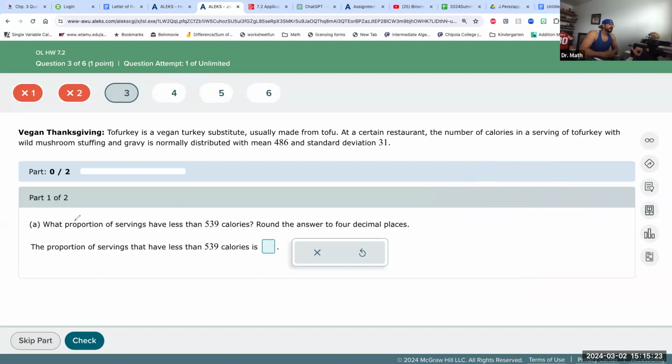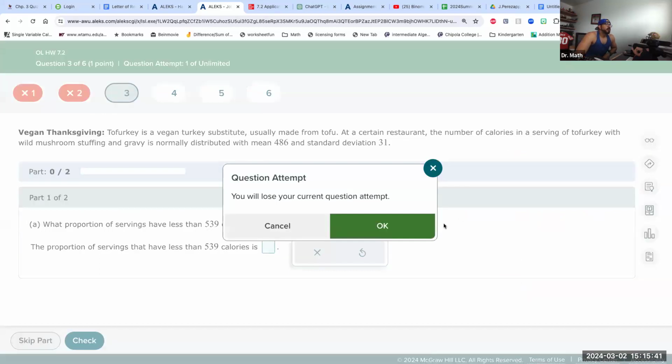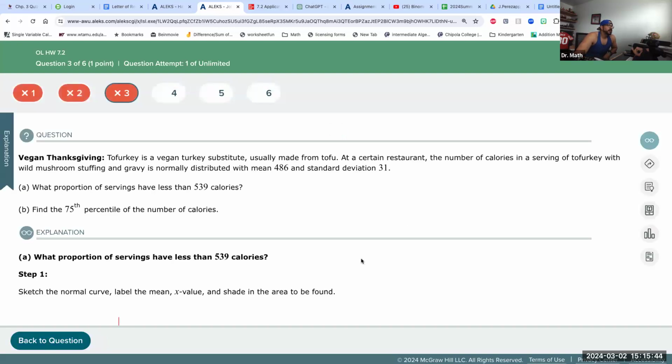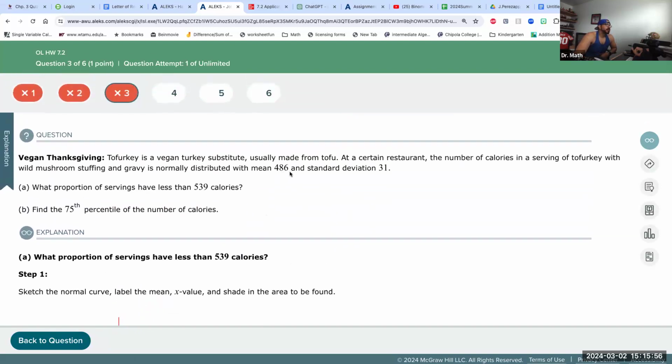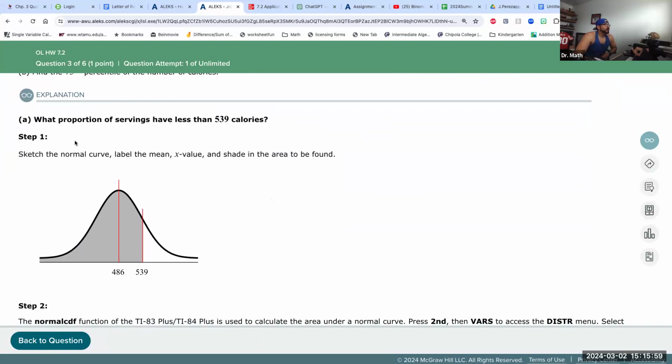All right. Here it says, what proportion of the servings have less than 539 calories? So again, we're going to set this up the same exact way. Let's go ahead and draw our curve. Here, it's already drawn for us. We have a normal curve, and right smack in the middle, you put the mean. The average was 486 calories. And then we're trying to see what proportion of the servings have less than 539 calories.